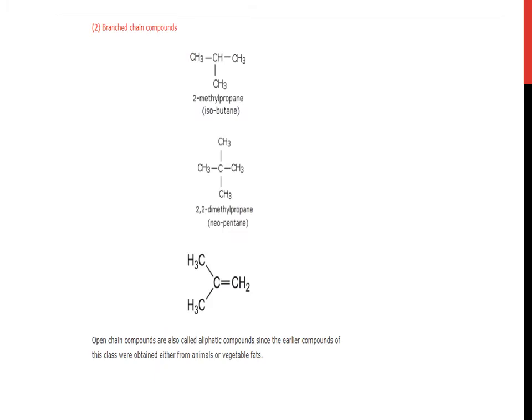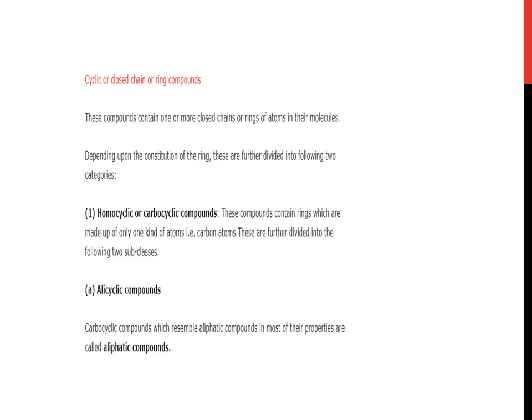Branched chain compounds. For example, 2-methylpropane, and its common name is isobutane. 2,2-dimethylpropane, common name is neopentane. And next, open chain compounds are also called aliphatic compounds, since the earlier compounds of this class were obtained either from animal or vegetable fats.